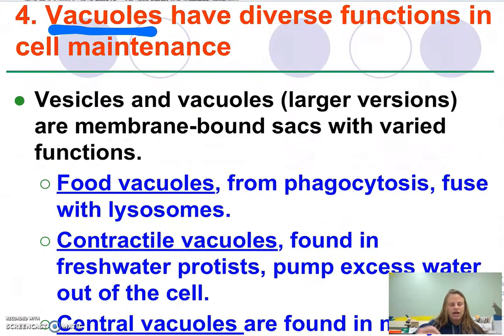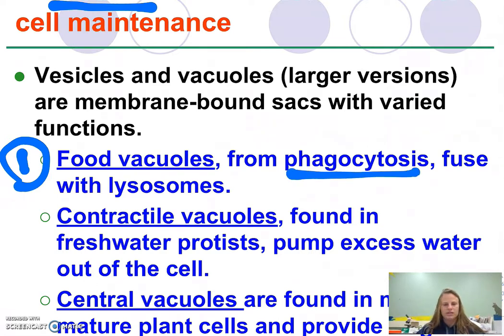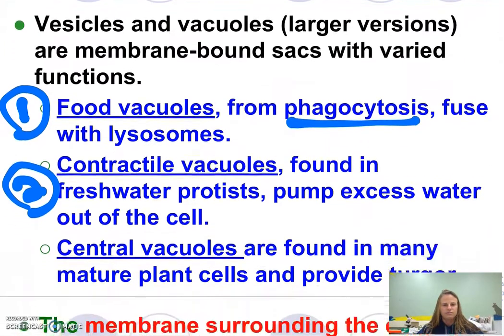Lastly, let's talk about vacuoles and vesicles. So vacuoles have diverse functions. The first vacuole that we're going to encounter is a food vacuole, and the food vacuole would enter the cell through a process called phagocytosis. The food vacuole would fuse with the lysosome, which would digest the food that's inside. Contractile vacuoles are found in freshwater protists, and they're going to pump excess water out of the cell.